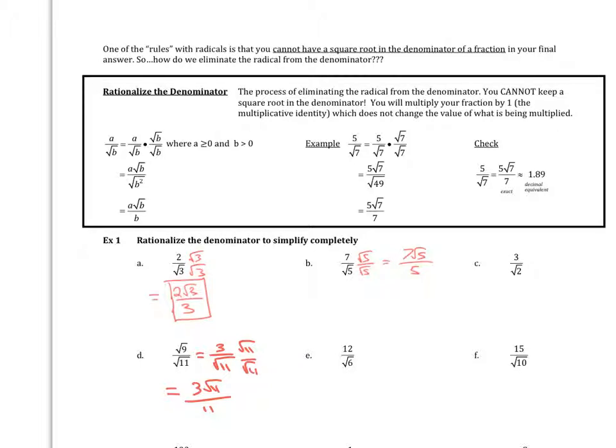Okay. Problem E, I have 12 over square root of 6. One's an outside number, one's an inside number, so I cannot simplify that. I have to rationalize. Rad 6 to the top and the bottom. And that gets me 12 rad 6 divided by 6. But in this one, I do have the 12 and the 6 both on the outside, which I can reduce to have it become 2 rad 6.